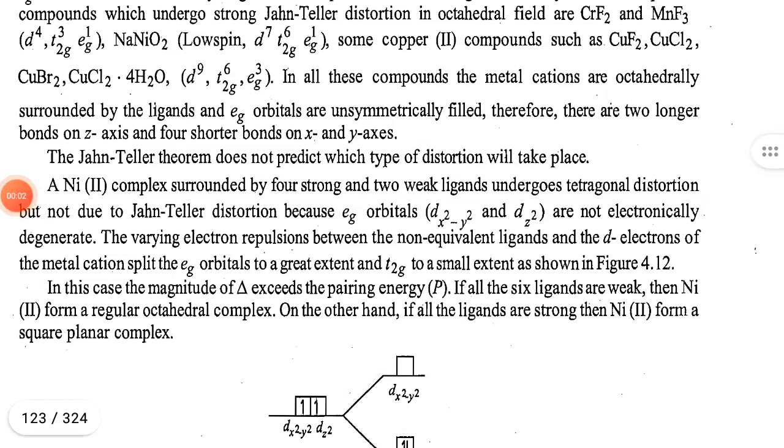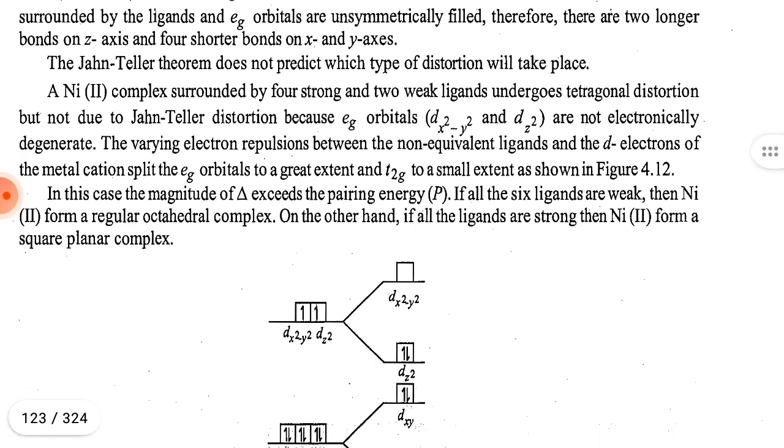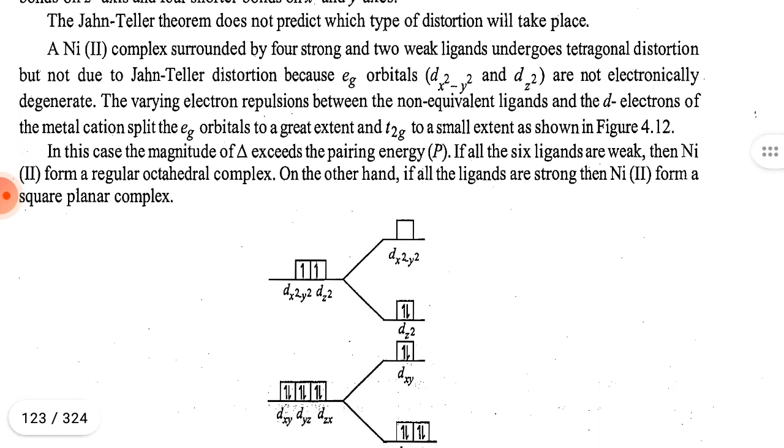In all these compounds, the metal cation is octahedrally surrounded by ligands and the Eg orbitals are unsymmetrically filled. Therefore, there are two longer bonds on the z-axis and four shorter bonds on the x and y axes. The Jahn-Teller theorem does not predict which type of distortion will take place.